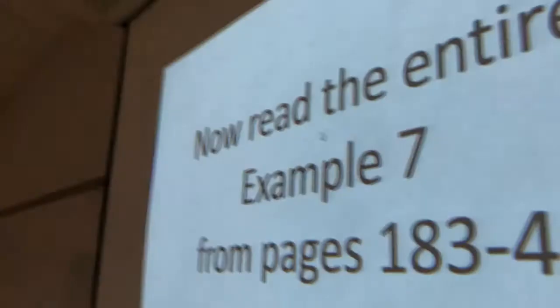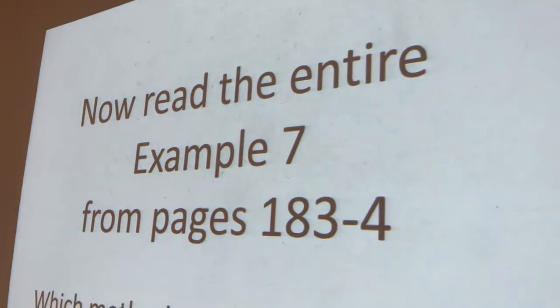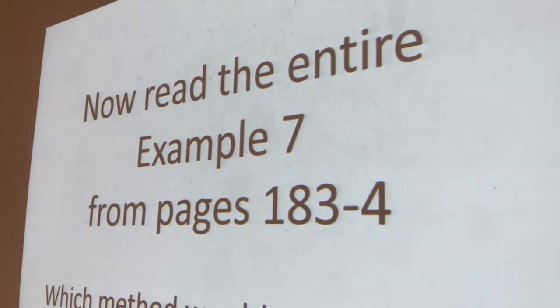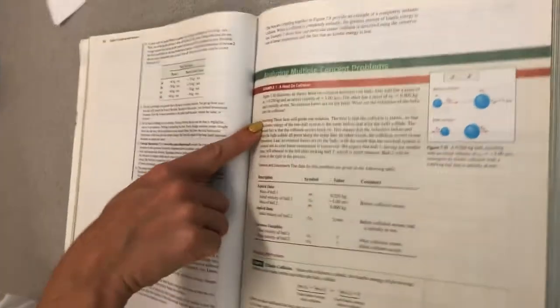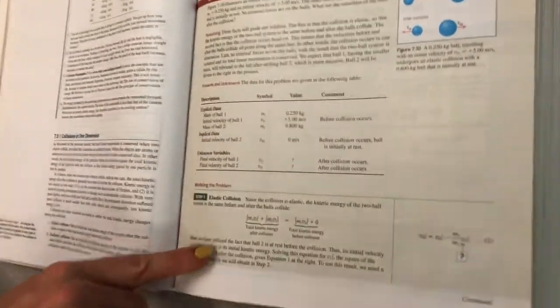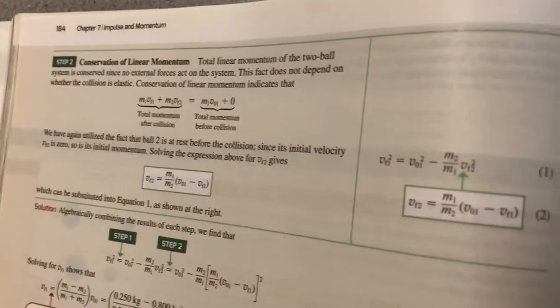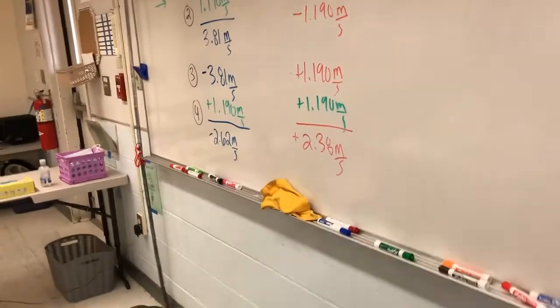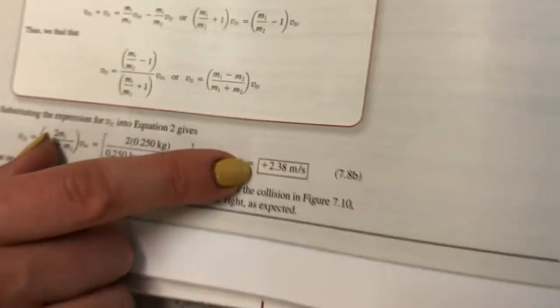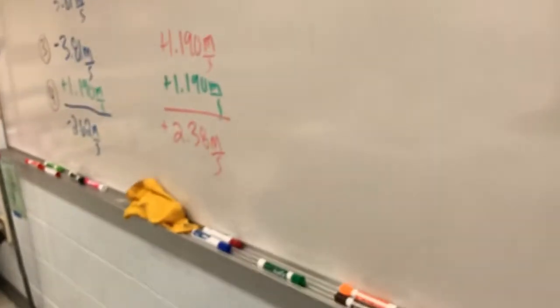Here, you get on this side. What's next? I want you guys to now read the entire example 7, on this page 183 to 184. Take a look at this. Start here, that's your homework assignment. Start here, go through the reasoning. Don't forget down here. And notice the answers. Negative 2.62. We got that one over there. Positive 2.38. We got that one over there.